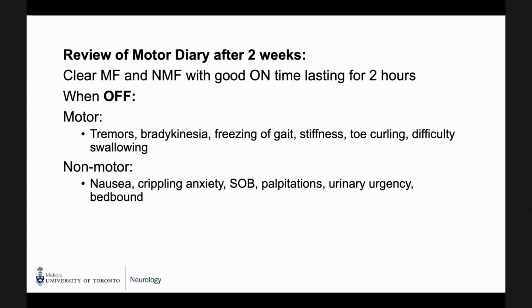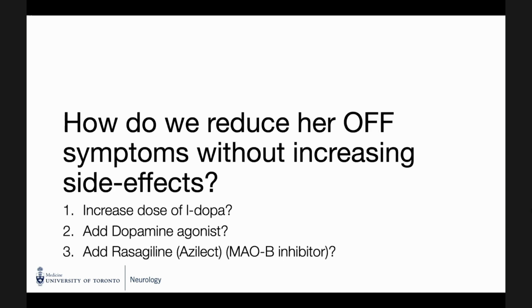Her toes were curling. And she also had nausea, crippling anxiety, shortness of breath, palpitations, urinary urgency, and that's when she was bedbound. So it was very important for us to be able to differentiate that it wasn't that she was feeling bad, quote, all the time. She was feeling bad when her medications weren't working. And these symptoms weren't just tremors and things that you could see, but also in all her internal sensations of nausea and anxiety and so forth.